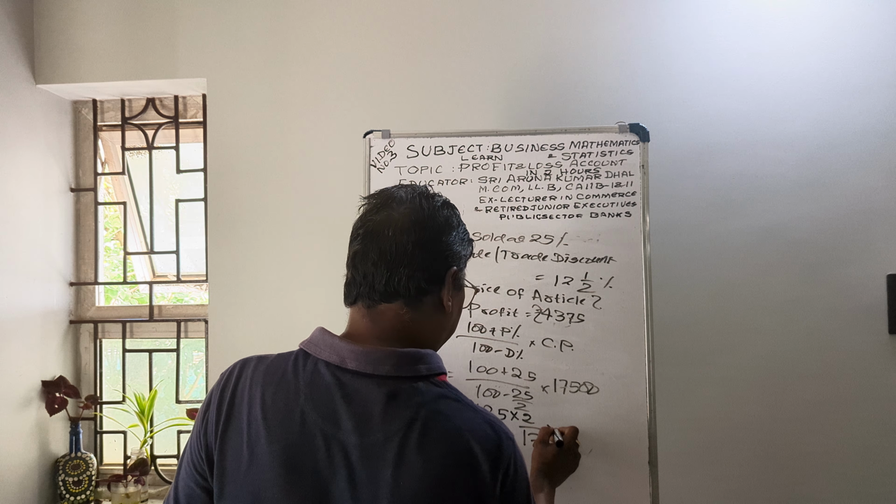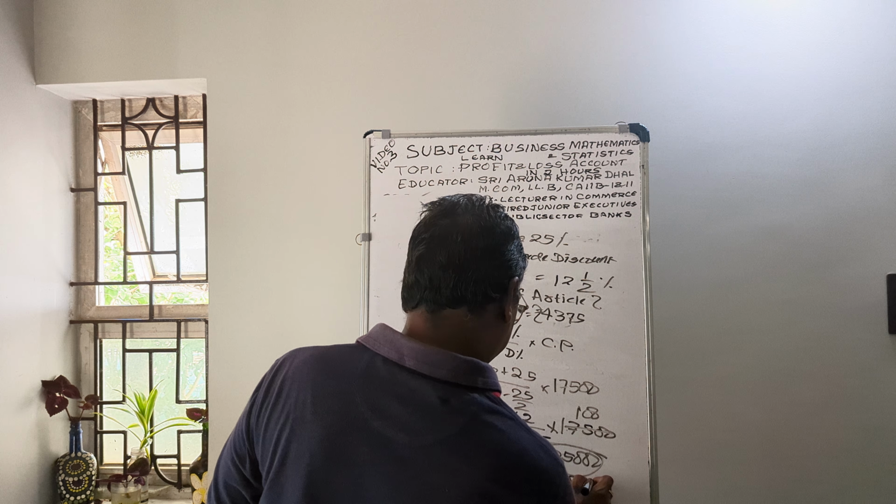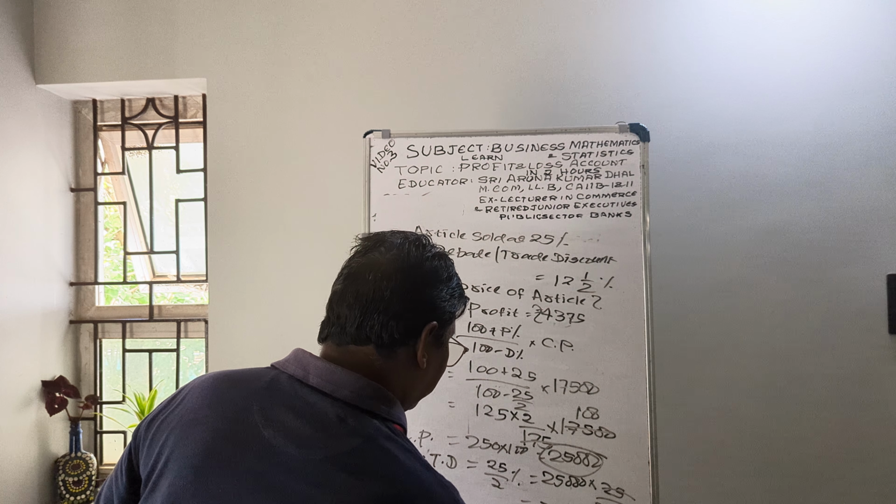Suppose the list price of the article is 25,000, rebate or trade discount. This is the list price. So less trade discount. Trade discount is how much? It is given as 12 and a half, but 25 by 2% is equal to 25,000 into 25 by 200. So it is 3125. So the sales price is equal to 25,000 minus 3125.